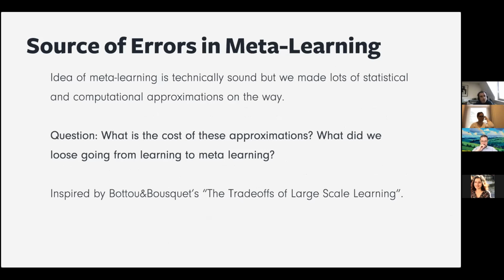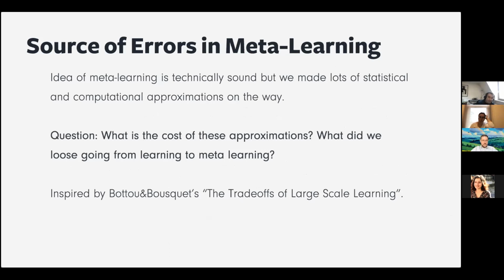I mean, this is good, but we did lots of approximations, lots of assumptions. And of course, the question you should always ask: what is the source of error? Where is the error coming from? Did we introduce a new error? And more specifically, what is the cost of all these assumptions we made to go from this idealized setting of meta-learning to MAML?